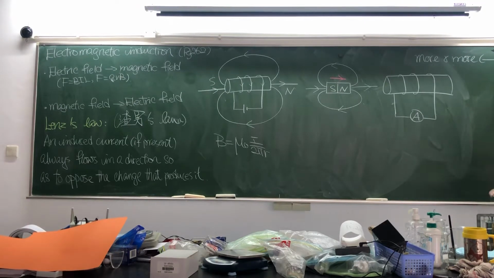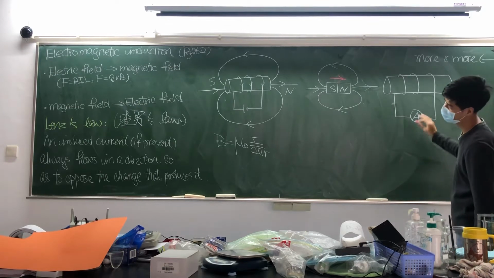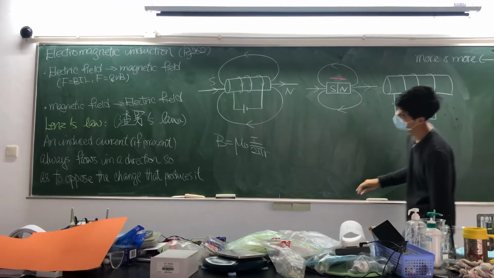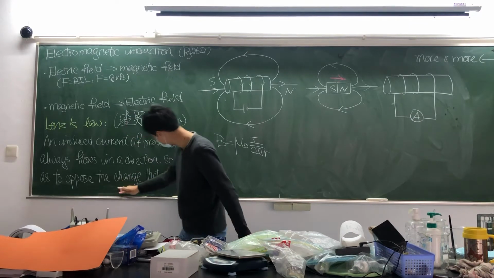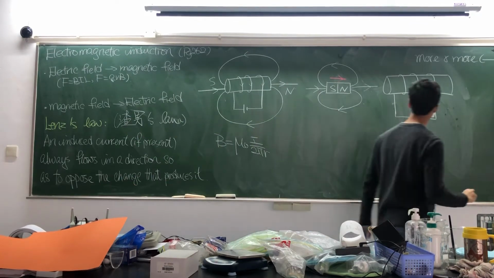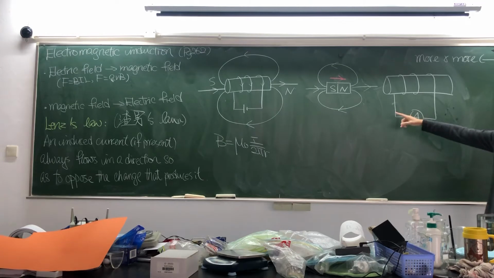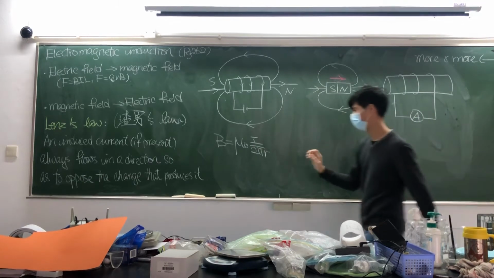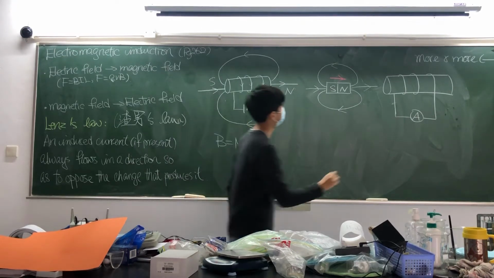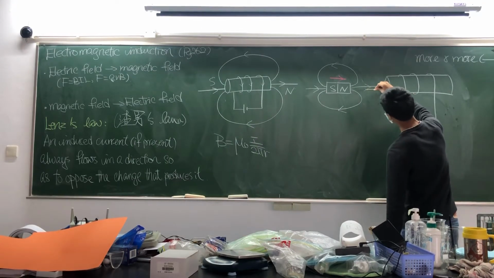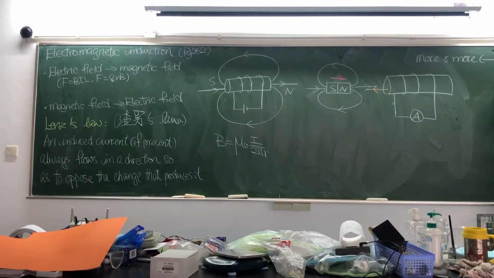Now let's apply the 渣男 law. More and more field lines point toward the right hand side, so the solenoid will create a magnetic field against this trend, to oppose the change that produces it. In this case, more field lines pass to the right hand side, so this solenoid will create a magnetic field pointing to the left hand side. We try to resist it.